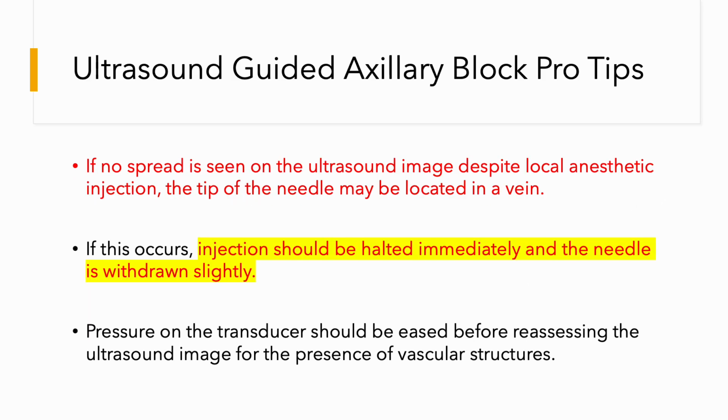So if no spread is seen on the ultrasound image despite local anesthetic injection, the tip of the needle may be located in a vein. If this occurs, injection should be halted immediately and the needle should be withdrawn slightly. Pressure on the transducer should be eased before reassessing the ultrasound image for the presence of vascular structures. Remember, we can compress those venous structures and make them a little bit harder to see.